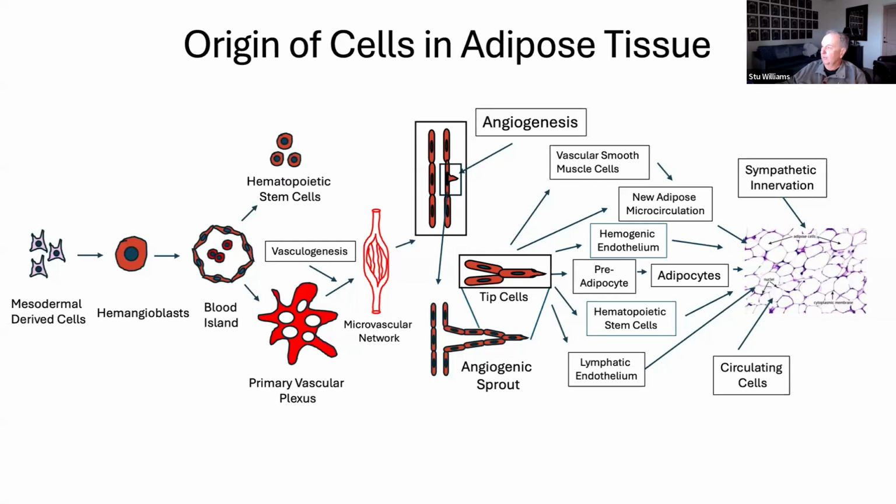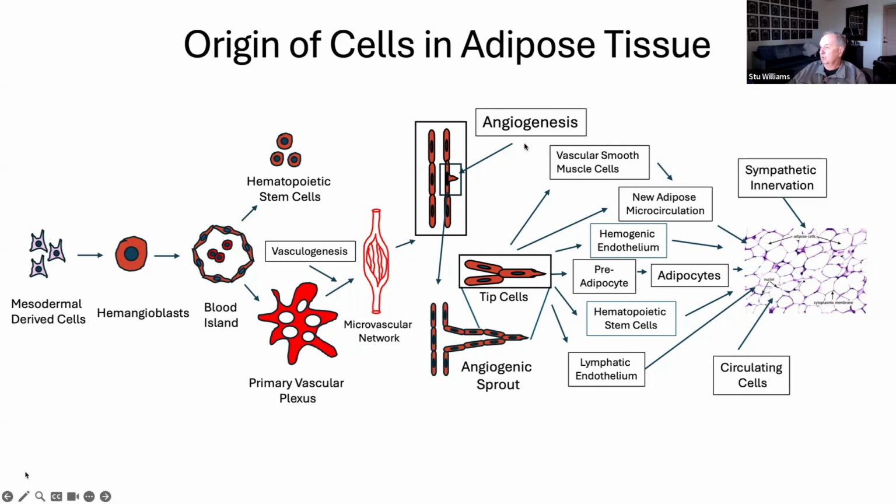But this is the model that I have developed over time based upon the hundreds of papers that I've read by anatomists and others, on where fat comes from. It starts with mesodermal cells. A blood island is formed. That blood island can form the bone marrow, hematopoietic stem cells. The blood island can also go on to form the microcirculation.